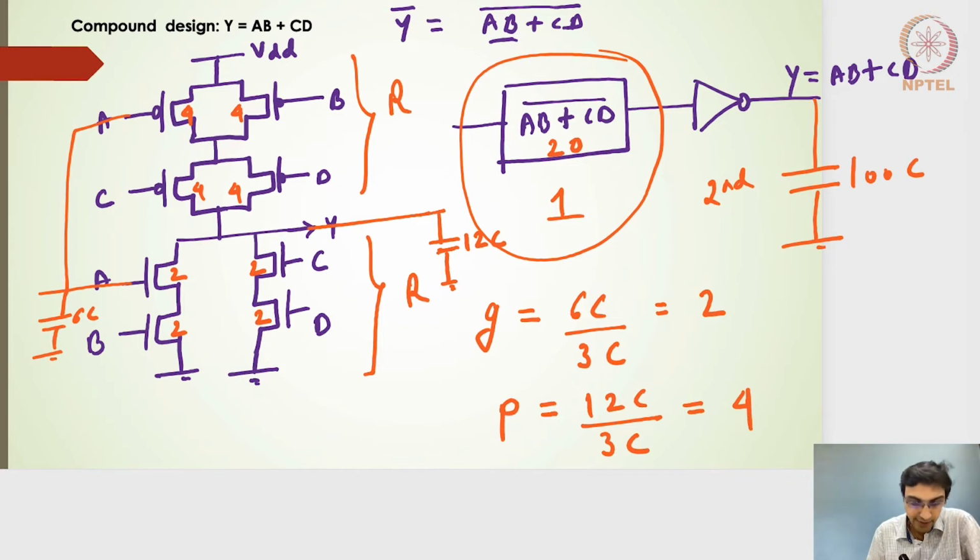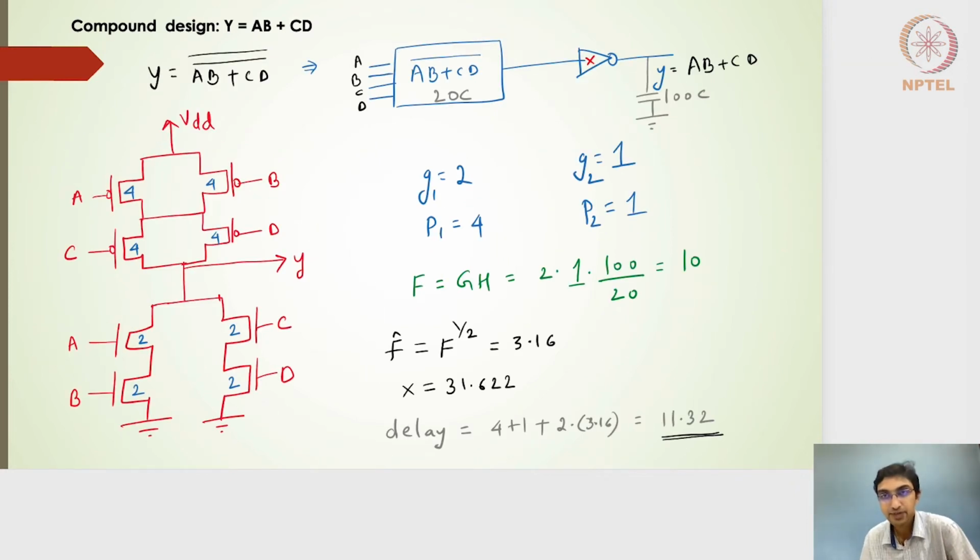So with this particular G and P value here, let's try to find the minimum delay that we can extract from this compound gate design technique. So here is our AB plus CD with the size of 20. We know the logical effort turned out to be 2 and the parasitic is 4. This is what we had seen in the last slide. For an inverter, we have a logical effort of 1 and a parasitic of 1.